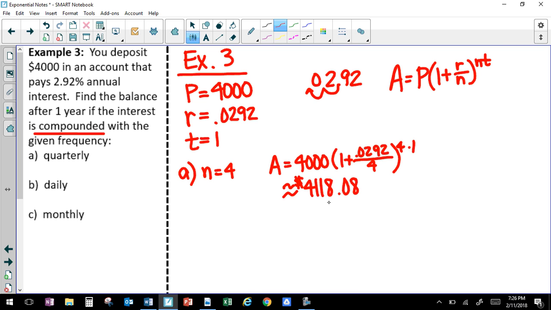And you should get approximately $4,118.08. Now it was 0.085, but banks are greedy and they're not going to round up for you, so you just cut it off at the cents. All right, so you try part B and part C. Part B says it's going daily, so remember that means N is 365. And part C, monthly, N equals 12 because there's 12 months in a year. So you try those, plug those in, and then pause, work those out, and then unpause to check.